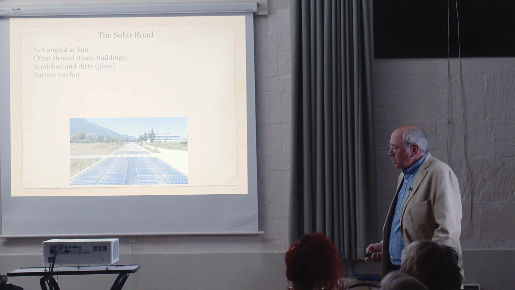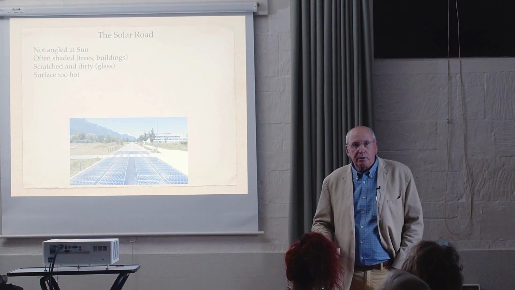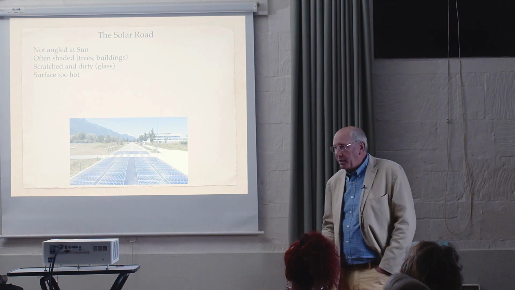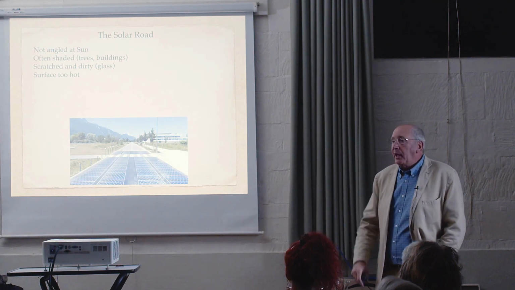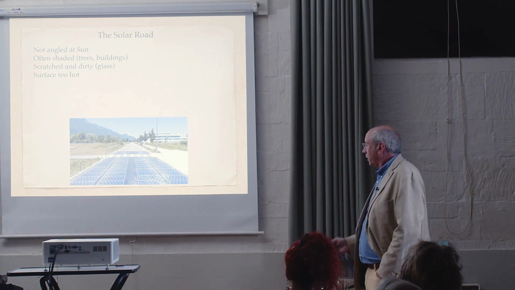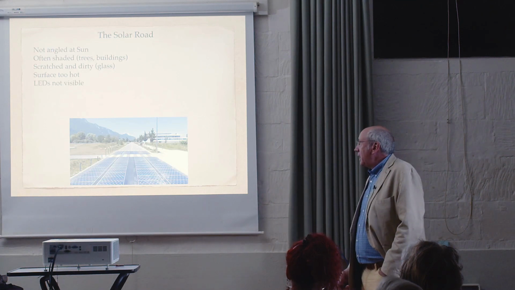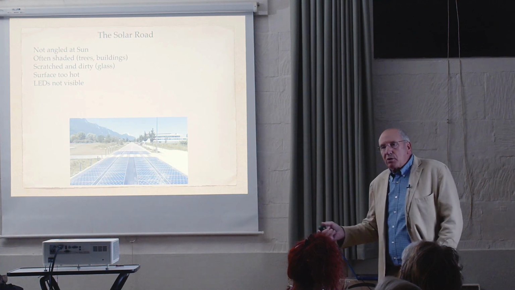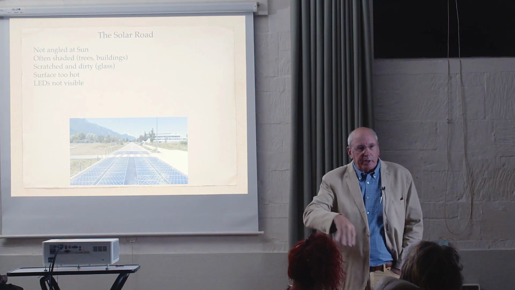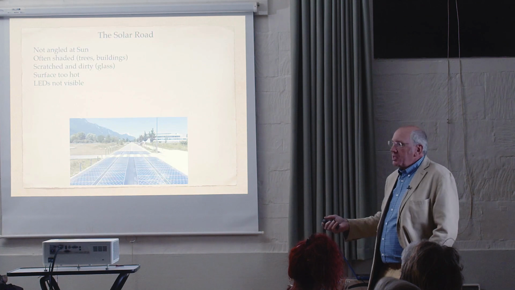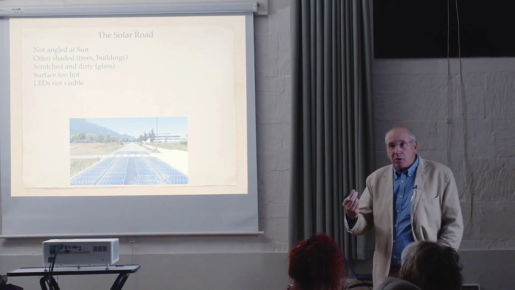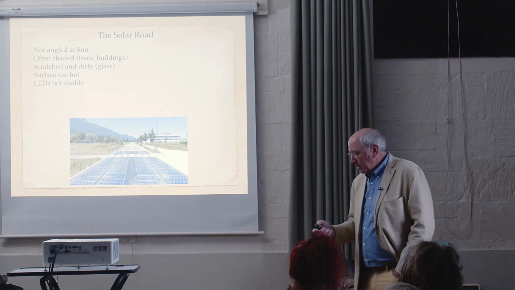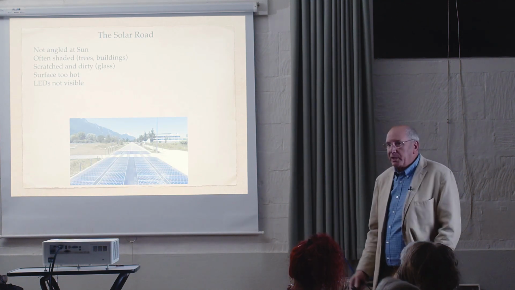The surface gets too hot. Solar panels have to be cooled. If they get too hot, they stop working. This one has no cooling underneath it, like you normally get on a solar panel, and so it overheated and stopped working. The LEDs were not visible. There's no point having a solar road if you're going to paint white lines all over it and yellow lines and God knows what. So the idea was you would put LED lights in the solar road for all your white lines and yellow lines and stop signs and whatever. But you couldn't see them in the daylight.